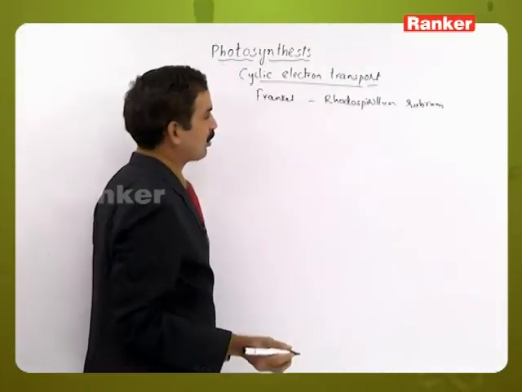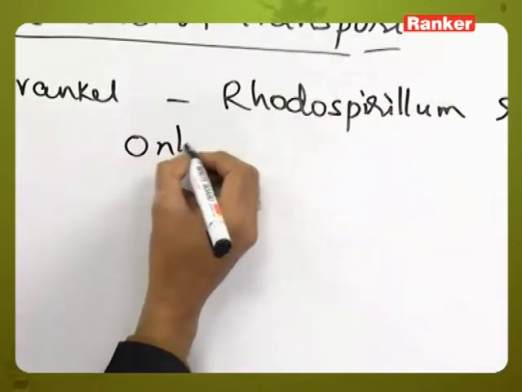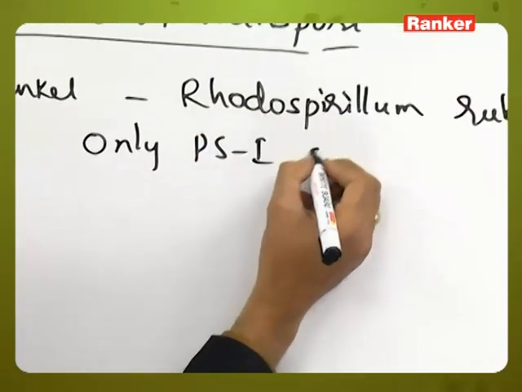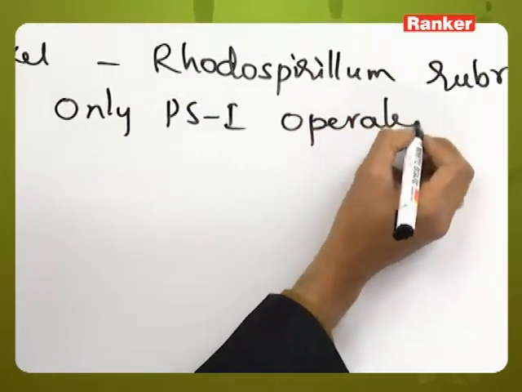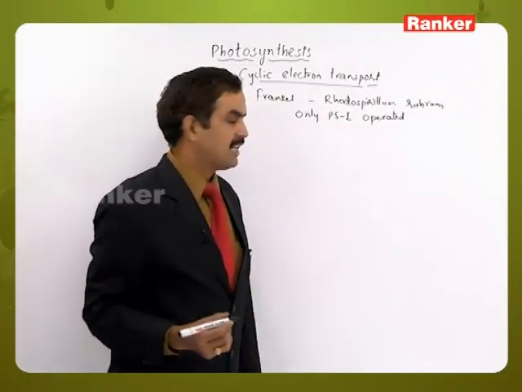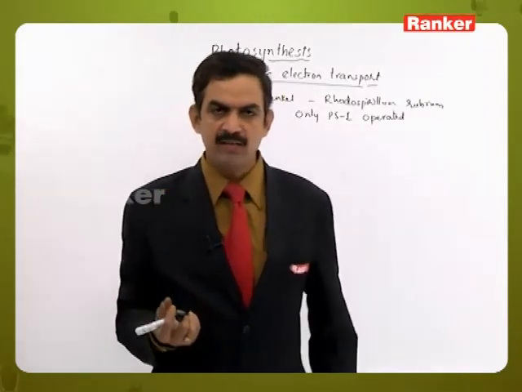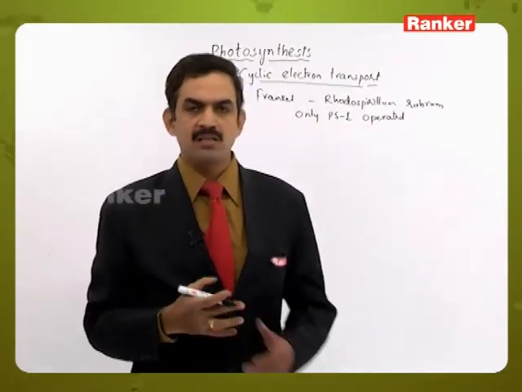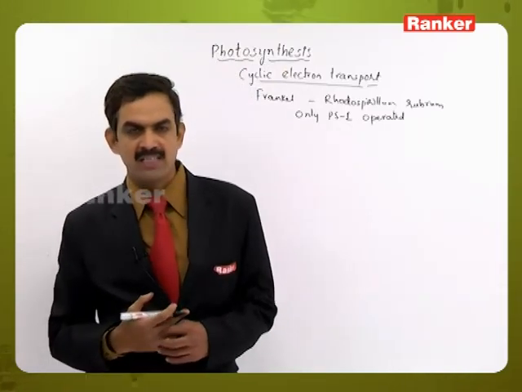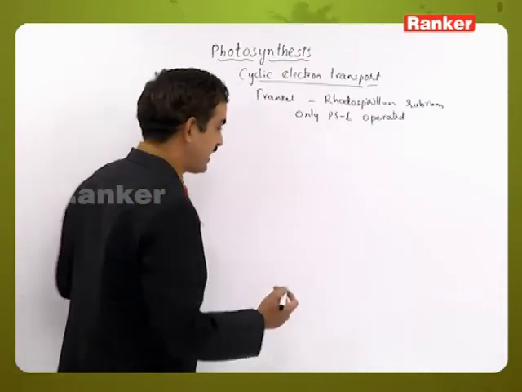In this cyclic electron transport system, only PS1 is operated, and here the electrons which have been lost from PS1 will finally reach the PS1. So that's why we call it a cyclic electron transport system.